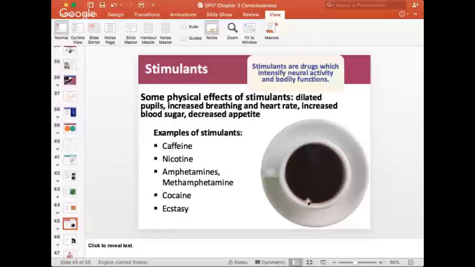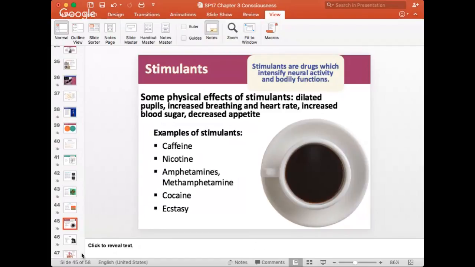It's a drug. The next category of drugs is stimulants. Whereas depressants were the brake pedal, stimulants are the gas pedal. The job of a stimulant is to intensify neural activity in your bodily functions. It's to make you go, go, go, go, go. It is to pump different things through your body and get you moving.